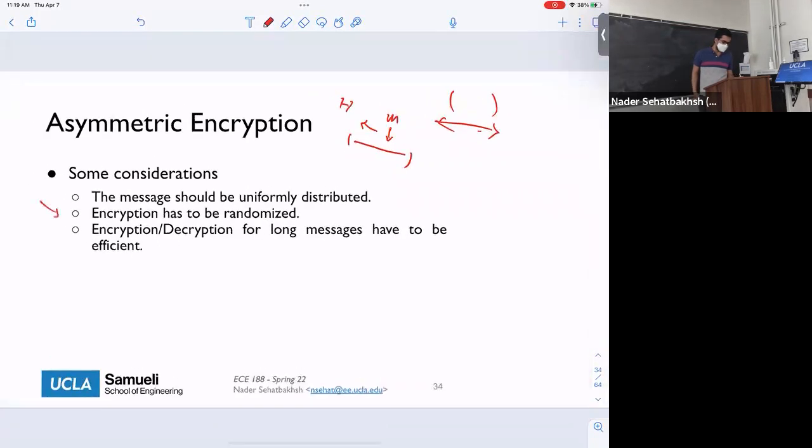The encryption has to be randomized. So again, when we're doing this mapping, we also add randomness, similar to the IV that we use with symmetric encryption.